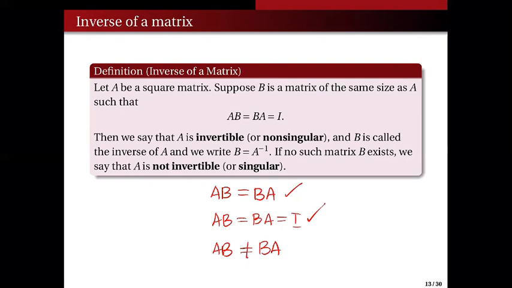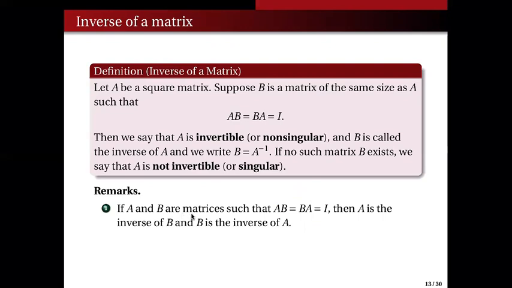Here are some remarks. If A and B are matrices such that AB equals BA, which is equal to I, then A is the inverse of B and B is the inverse of A. So A is the inverse of B, and also B is the inverse of A. One is the inverse of the other.